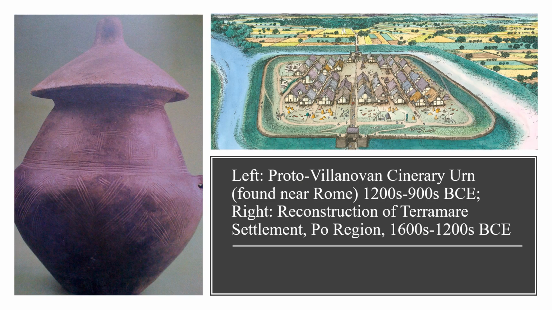This slide shows an image of a Proto-Villanovan cinerary urn, basically an urn that held ashes, possibly the ashes of human remains. This one was found near Rome. Obviously, it was made centuries before Rome was founded. This piece of pottery comes from the 1200s to 900s BCE. Rome was said to have been founded in 753 BCE. On the other side of the slide is a modern reconstruction of what a Terramare settlement might have looked like in the Po region, 1600s to 1200s BCE.